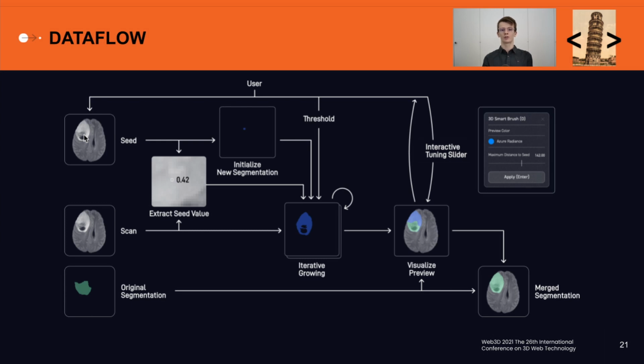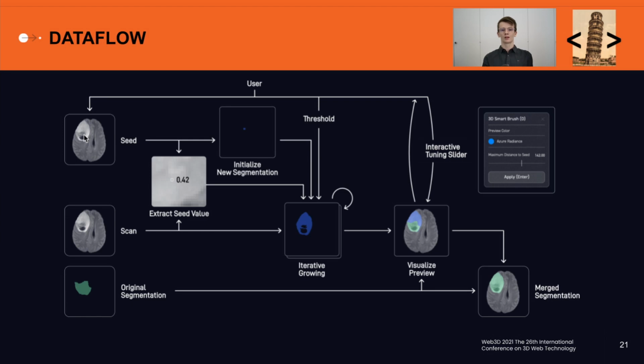During this iterative growing phase, we use two frame buffers as alternative inputs and outputs to render back and forth between. In each rendering step, the region can grow by one voxel in each direction. The resulting segmentation is visualized as a preview together with the original segmentation and can be interactively tuned by the user to limit how far the region may grow from the seed.